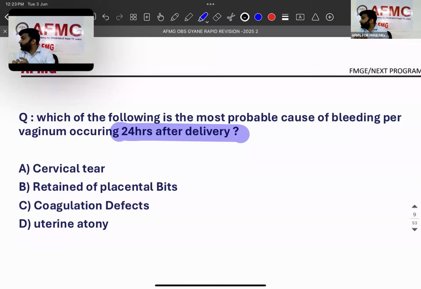B or D? B. What is the answer? B. What is B? B is going to be retained placental bits.